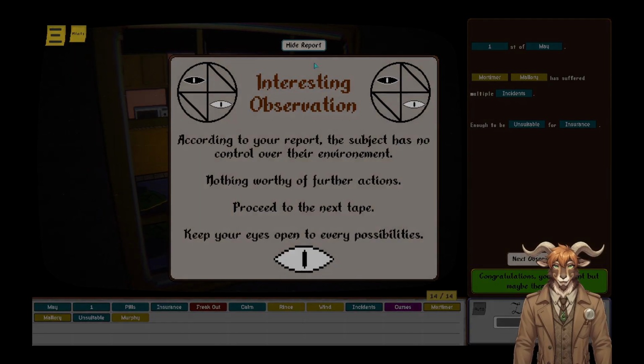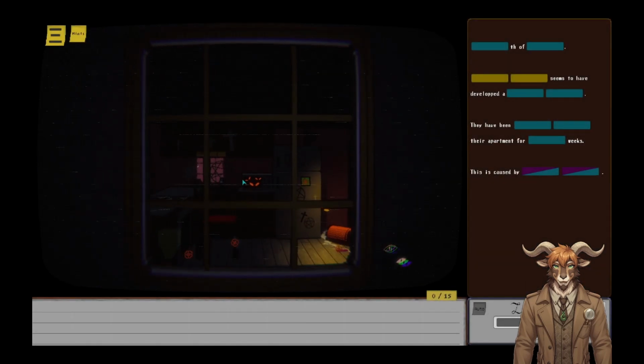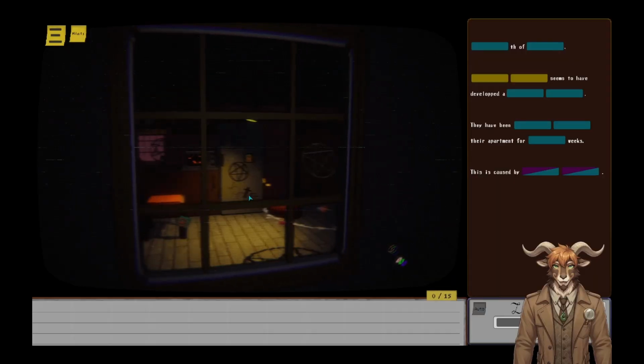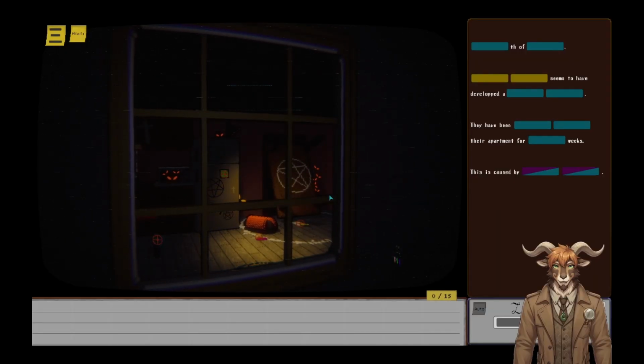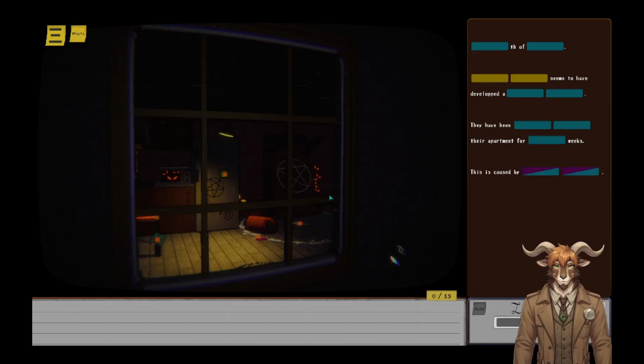Okay, let's go. Oh, what's in here? There's more guys in the microwave. We got several, what are they called? Satanic symbols?